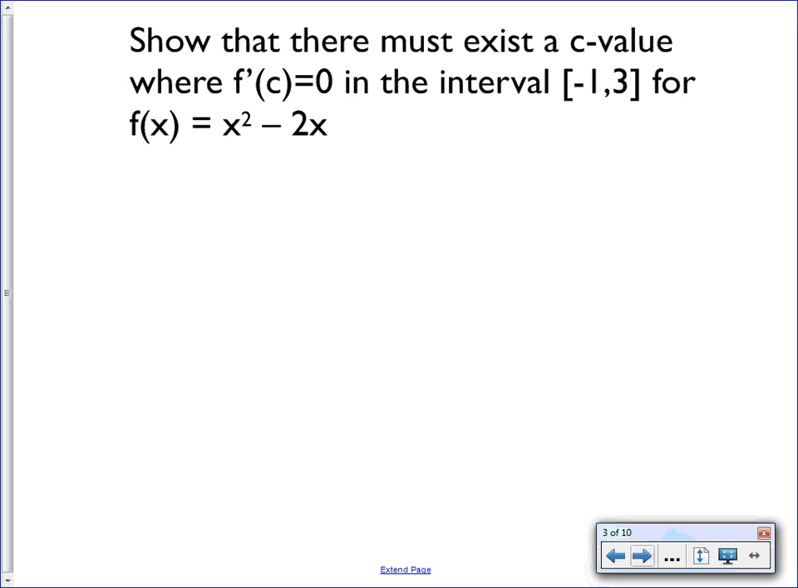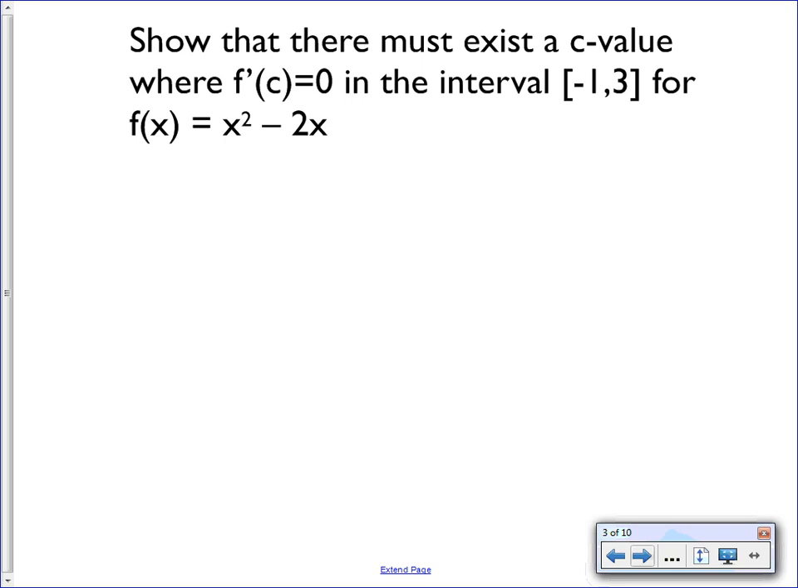Show that there must exist a c value where our derivative at that point is 0 in the interval -1 to 3 for x squared minus 2x. Okay, we're going to do this using calculus. We could probably do this by thinking about the graph, because we have a graph. But we're going to do it using calculus.